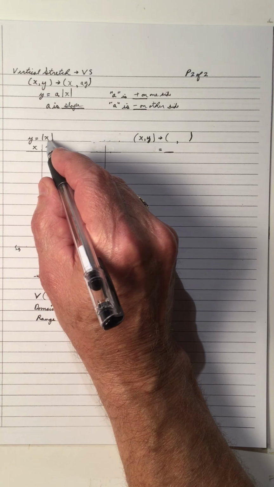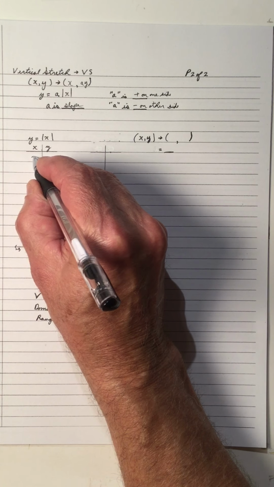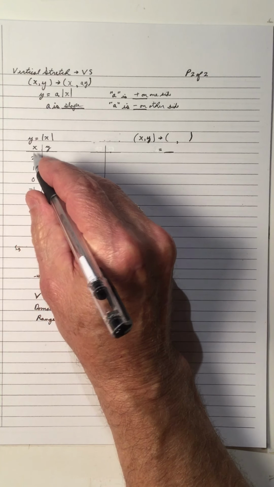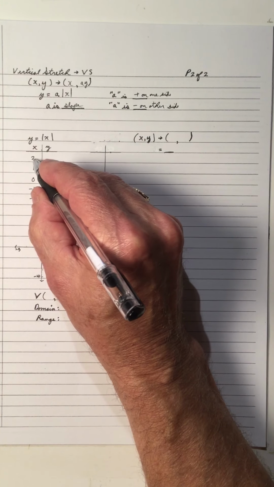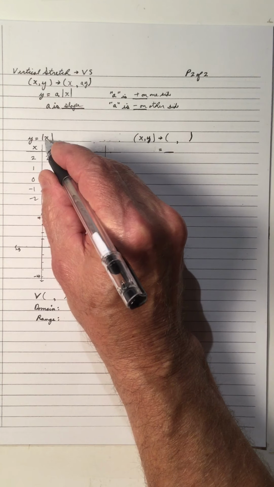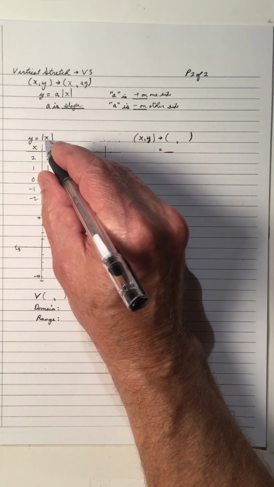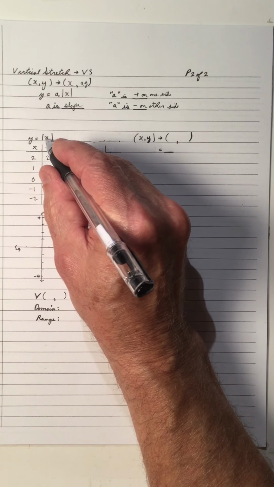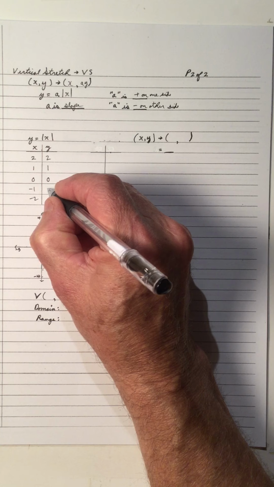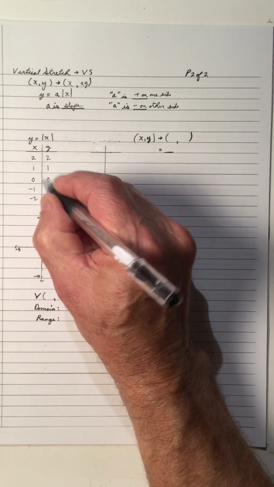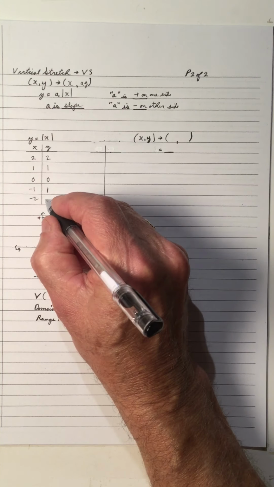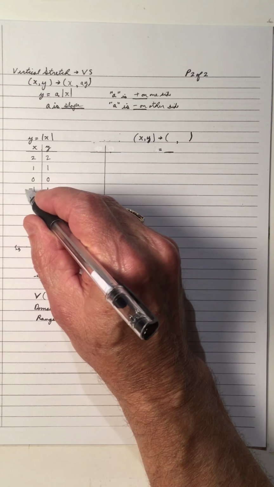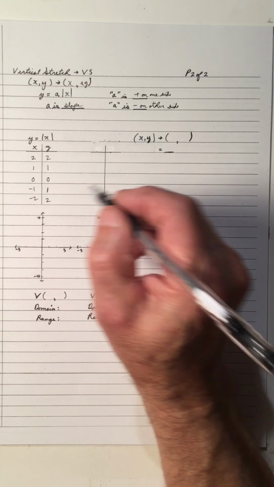y equals the absolute value of x. The table of values I use is 2, 1, 0, negative 1, negative 2. The absolute value of 2 is 2, the absolute value of 1 is 1, the absolute value of 0 is 0. The absolute value of negative 1 is always positive, so it's 1, and the absolute value of negative 2 is 2. Remember, when it's negative, you do the opposite operation: the negative of a negative is positive.